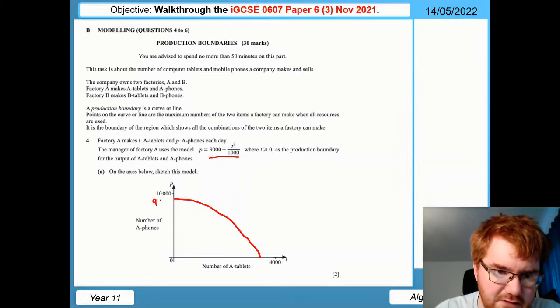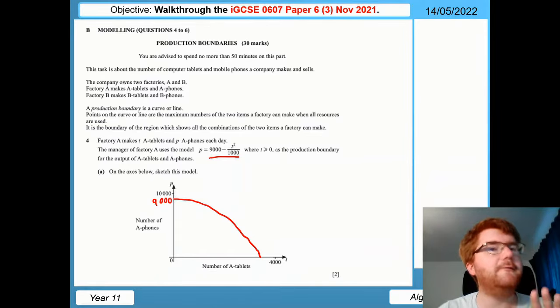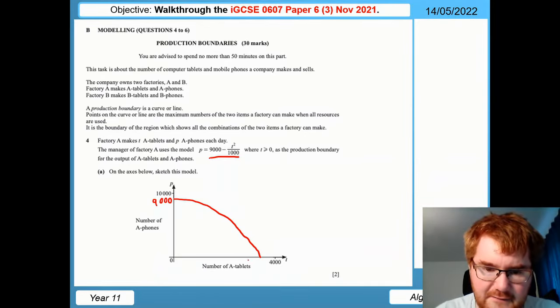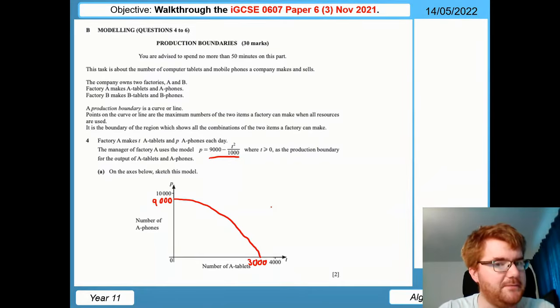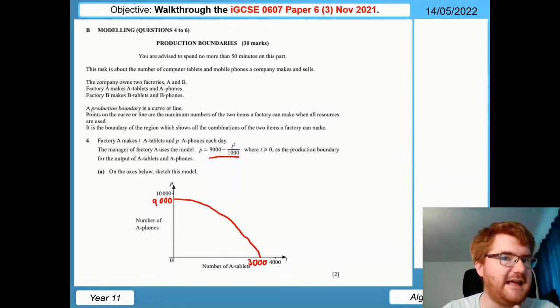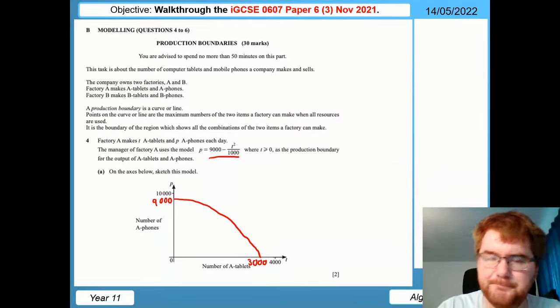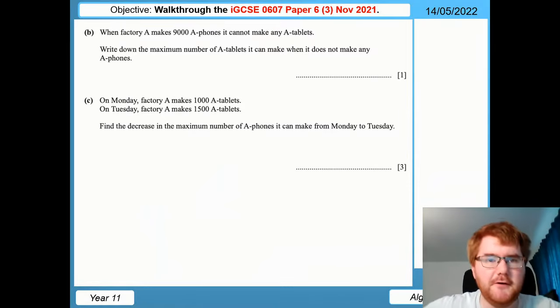But notice we also need to label these, and this will be helpful later in the question anyway, even if it didn't really want us to put it on as well. So we're going to draw the general shape of the graph, but we're also going to label those x-intercepts and y-intercepts. And again, question B actually follows on from that.